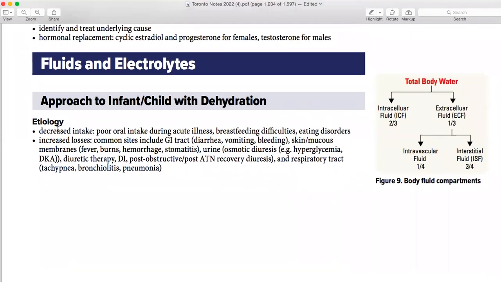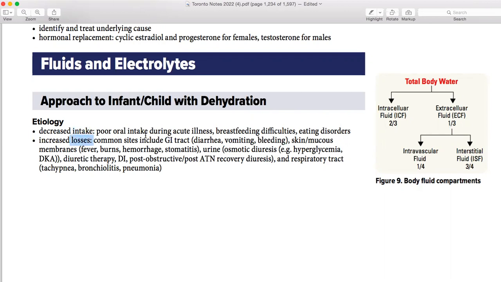What happens when you are approaching a dehydrated child patient? You need to know either there is a decrease in intake or there are increased losses. These two things can present with dehydration. Maybe the baby is not taking enough, or the baby is already having enough loss and the intake is not sufficient to meet the losses. That's why this can present with the two, intake and then losses.